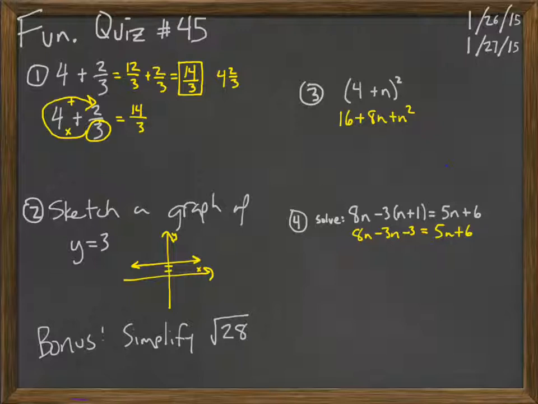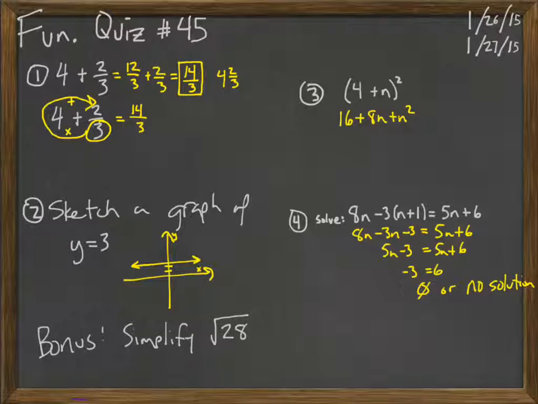Solving, got to distribute the negative 3 down there, combine like terms. I got the n's together first. You should have ended up with something that looks like negative 3 equals 6, or 0 equals 9, negative 9 equals 0, which tells us that the answer is that there is no answer, no solution.